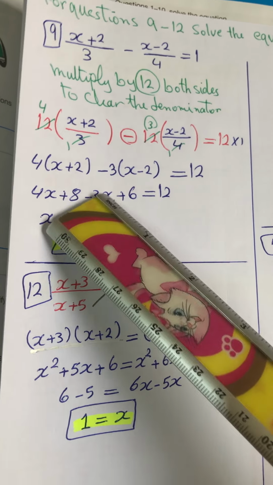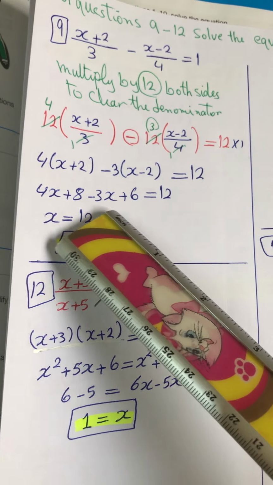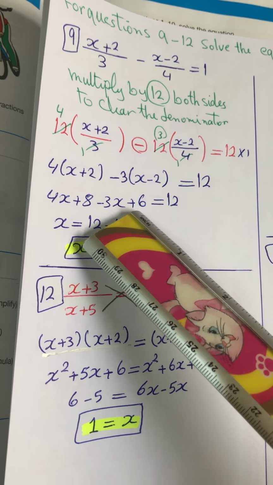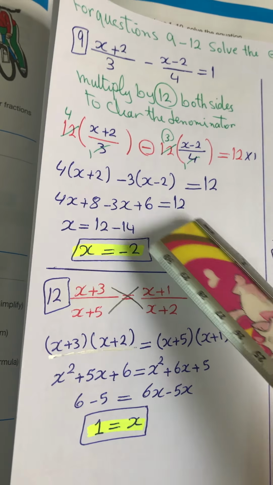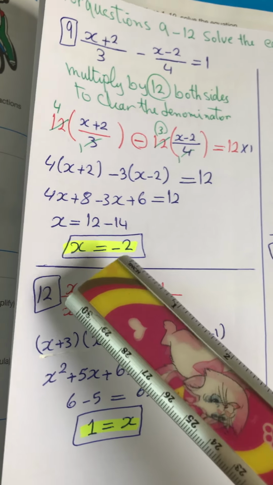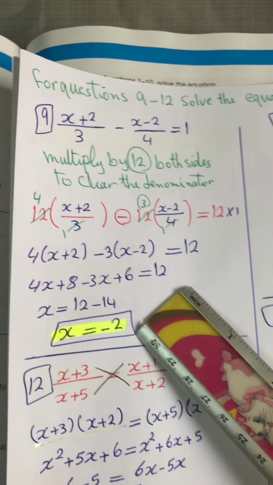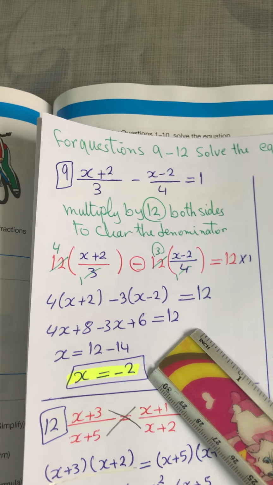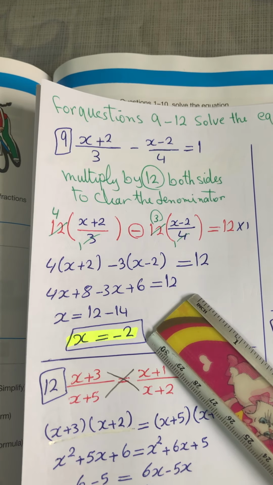Let's take the x's aside. We have 4x and the negative 3x equal just 1x. 12 on the opposite side. Take negative 6, negative 8. So the answer will be 12 minus 14. So x equals negative 2. Like this. In the numerical denominator, I have to clear the denominator.